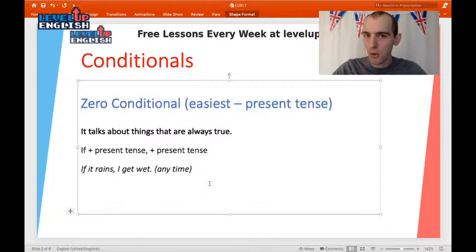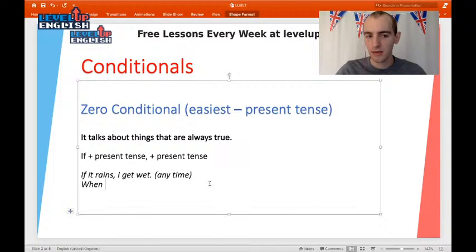So let's do one more example here. I'm going to keep checking the timer. We've had 5 minutes so far. That's pretty good. Let's say when this time. We sometimes say when, but not always. When means the events that we're talking about will definitely happen at some point. If it rains means maybe it will not rain. But when it rains means it will definitely rain at some point.